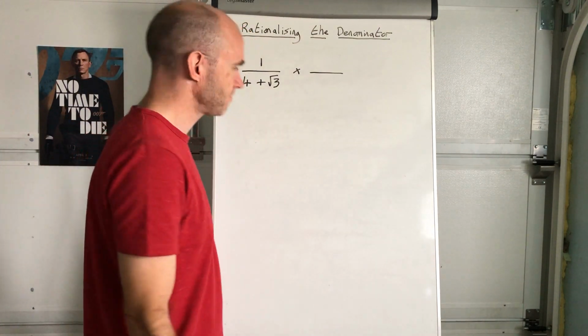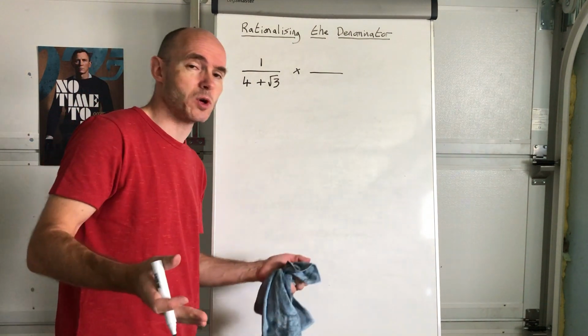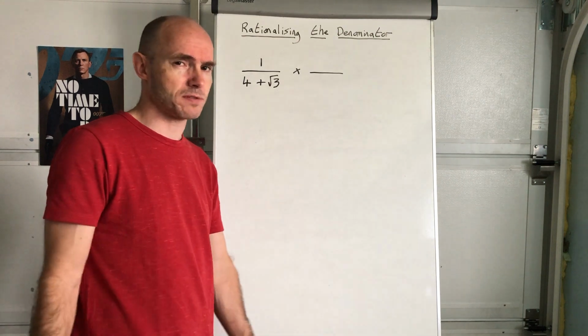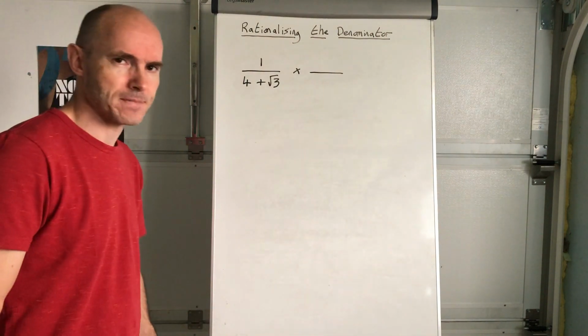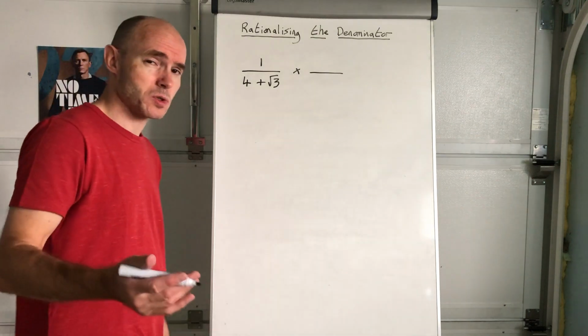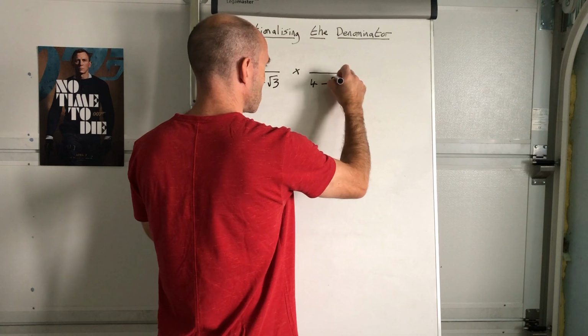Pause the video maybe. Did you think about it? Did you get it? If you didn't get it, I'll give you a clue, then you can pause the video. Think about the difference of two squares. Pause the video again. Did you get it? Okay. Difference of two squares. Okay. Well, your answer is going to be you want to multiply by 4 subtract root 3.